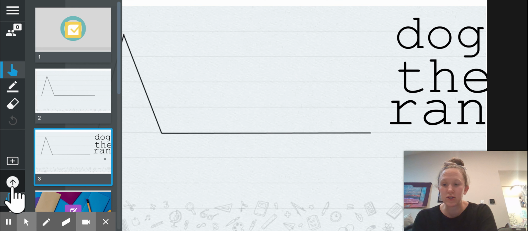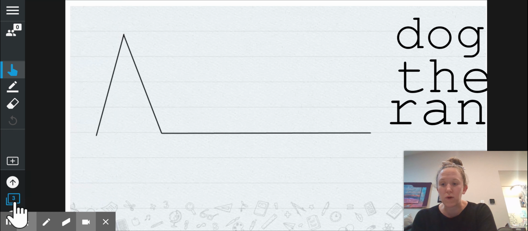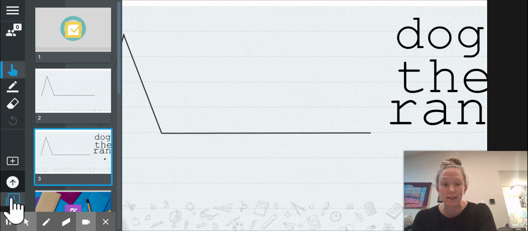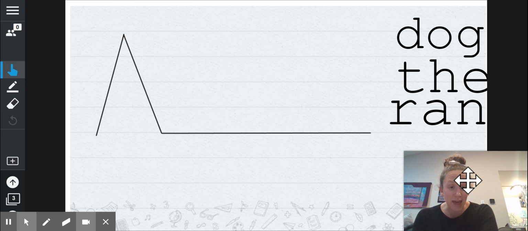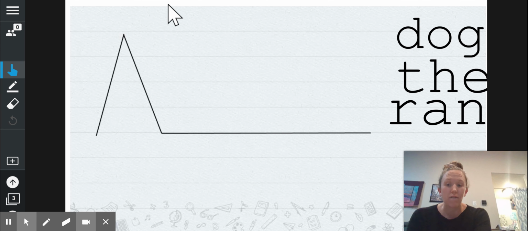we are going to first review what it looks like to put a sentence back together, and we are going to identify the subject in our sentence. So first, I have my sentence frame. Then I look at my words. I have dog, the, and ran. Dog, the, ran doesn't make sense to me in a sentence.